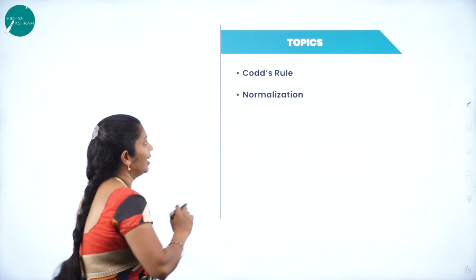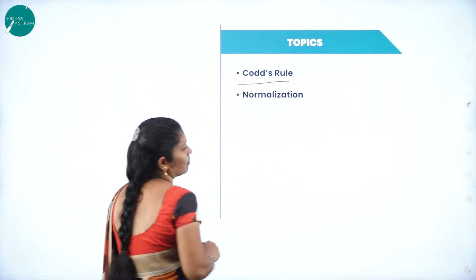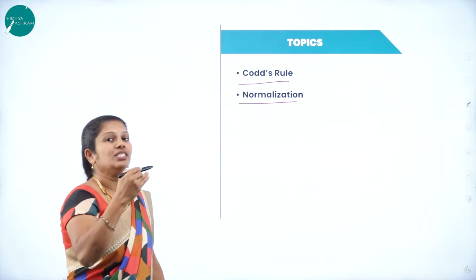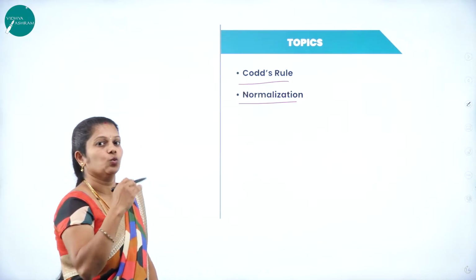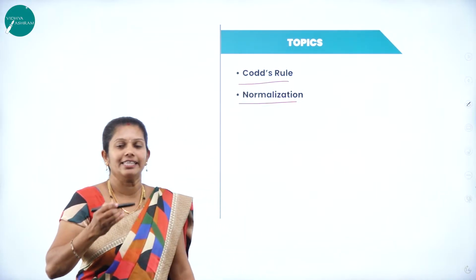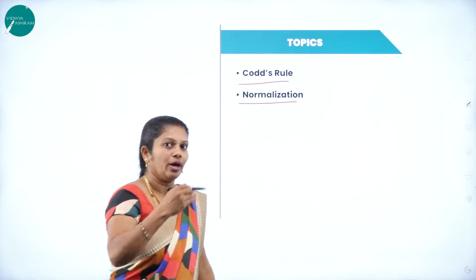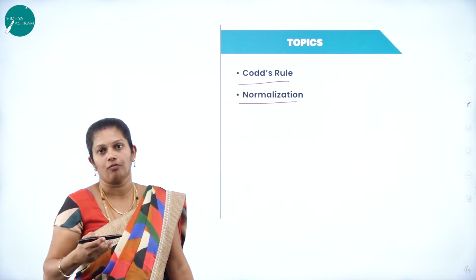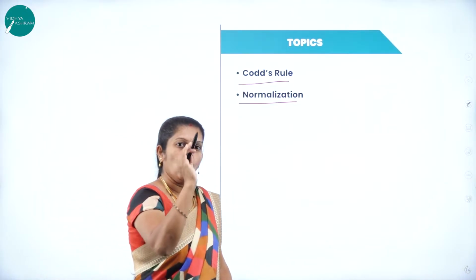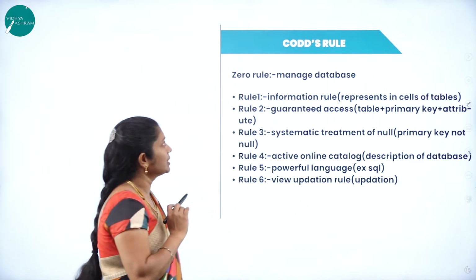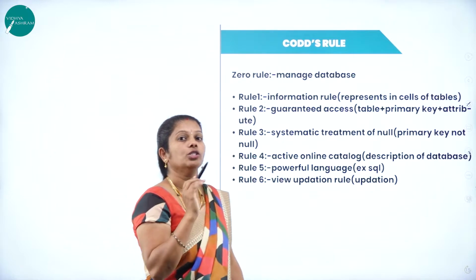Today, you will study Codd's rules as well as what we mean by normalization. Under that, the types of normalization, that is 1 normal form, 2 normal form, 3 normal form as well as BCNF. If you go to higher studies, there you will get 4th normal form, 5th normal form, 6th normal form. But in your syllabus, you have only 1 normal form, 2 normal form, 3 normal form. Now, first we'll discuss what we mean by Codd's rules.